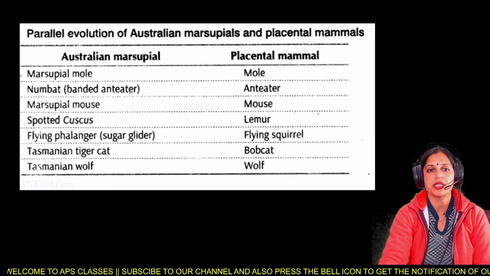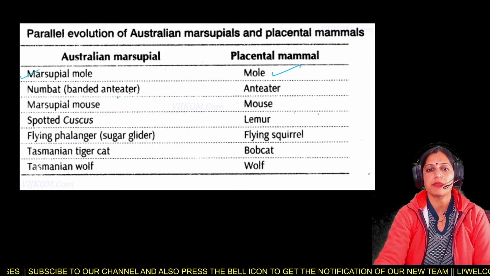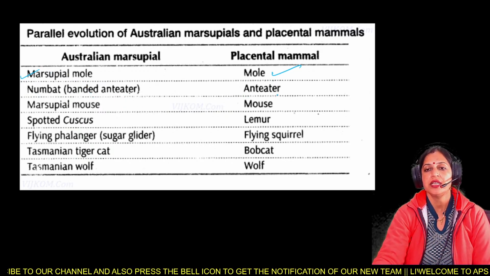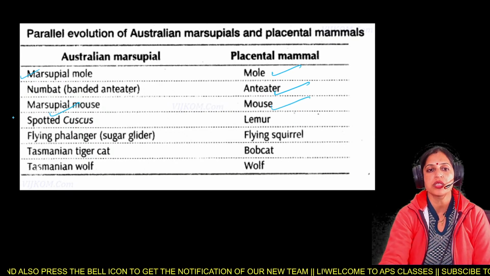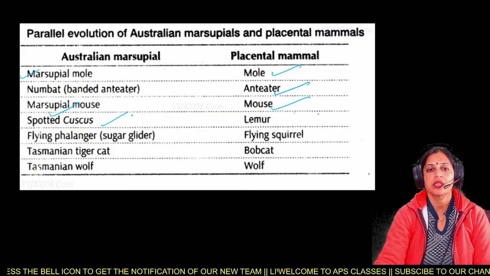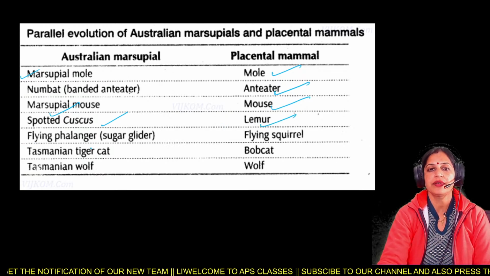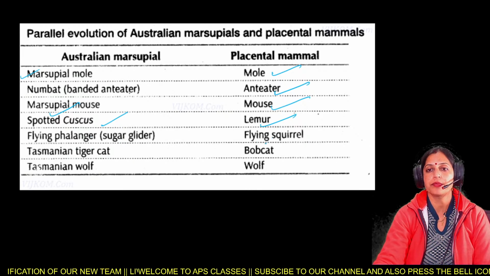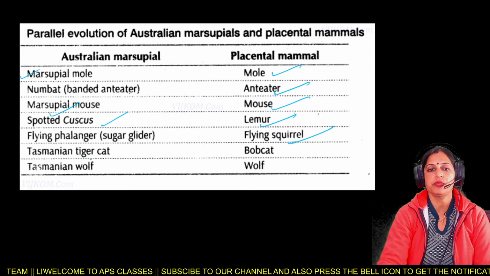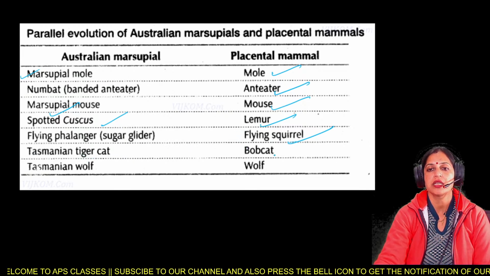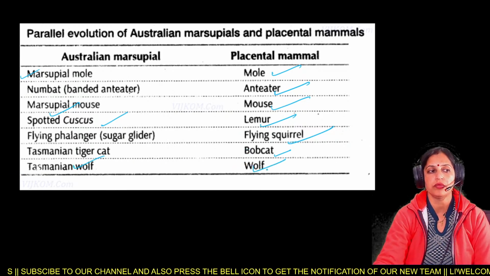Australian marsupials: first is the marsupial mole, and the placental mammal is the mole. Numbat, that is banded anteater, and the placental mammal is the anteater. Marsupial mouse, and the placental mammal is the mouse. Spotted cuscus, and the placental mammal is the lemur. Flying phalanger, that is sugar glider, and the placental mammal is the flying squirrel. Tasmanian tiger cat, and the placental mammal is the bobcat. Tasmanian wolf, and the placental mammal is the wolf.